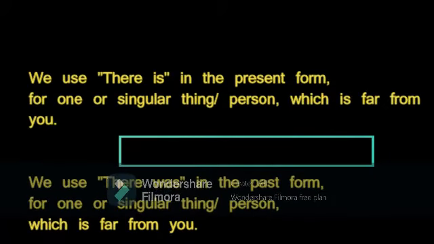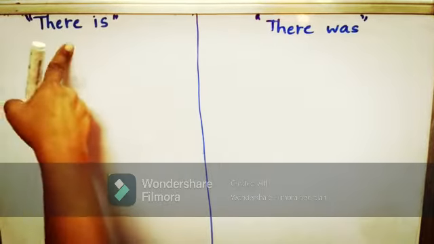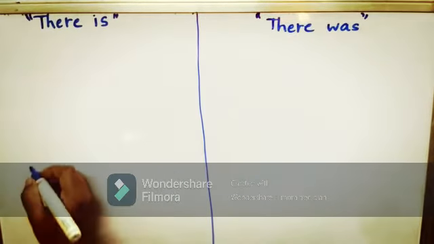We use "there is" in the present form for one or singular thing or person which is far from you. We use "there was" in the past form for one or singular thing or person which is far from you. There is, there was.